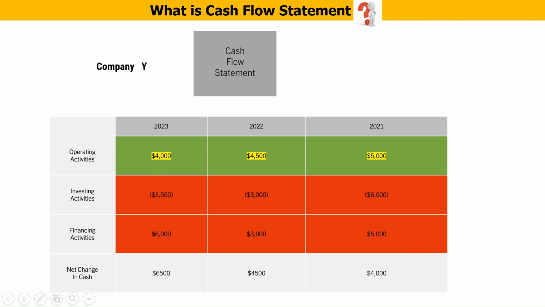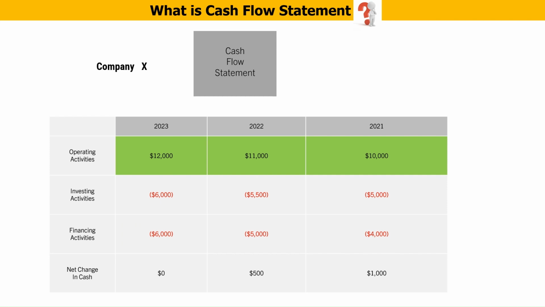Here is a summary. Company A, you can see how I have the first line in green and the second two lines in red, and this is what we are looking for. We are looking for that operating activity to be really generating that net change in cash flow.